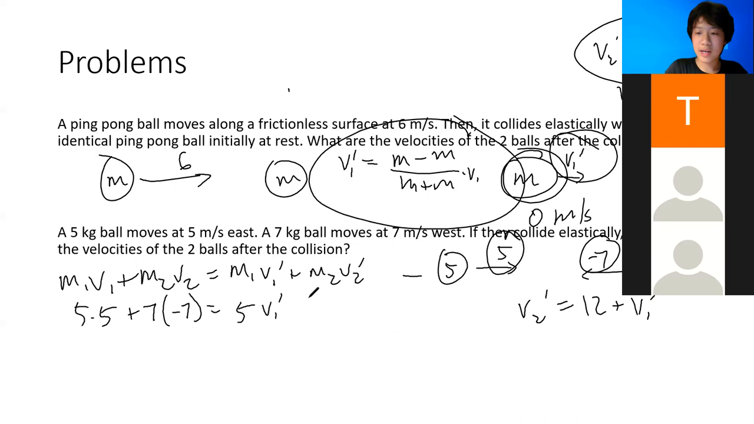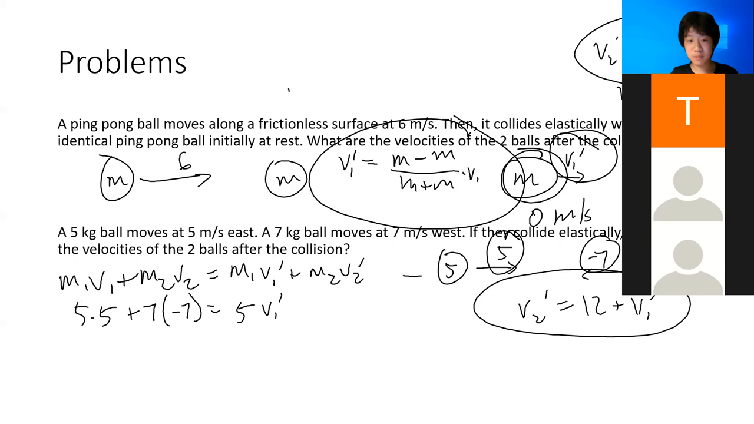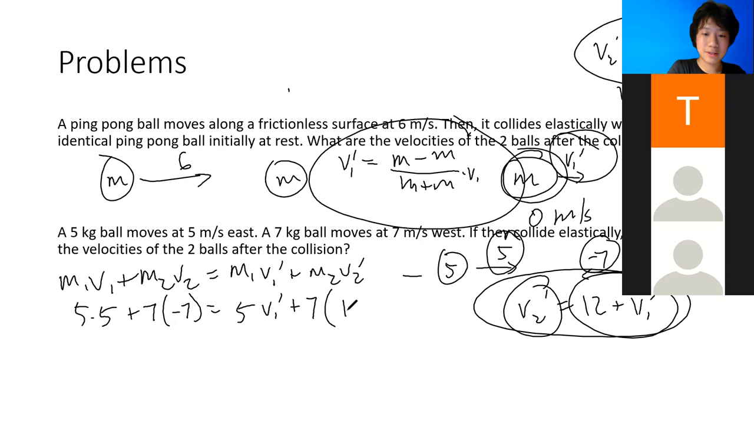And then we have this formula here. We have represented V2 in terms of V1. So we can plug in 12 plus V1 prime as V2 in this equation. So we have plus 7 times 12 plus V1 prime. Now in this equation, the only unknown we have is V1 prime. So if you solve that, let's see, what do we get? We get V1 prime equals negative 9 meters a second.